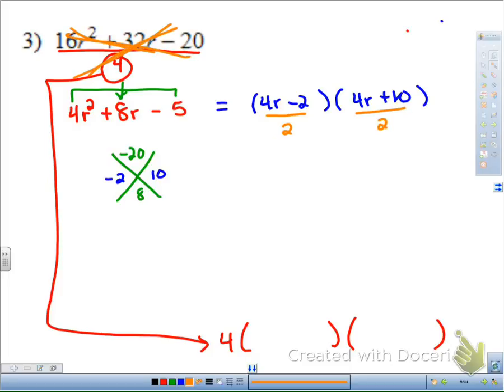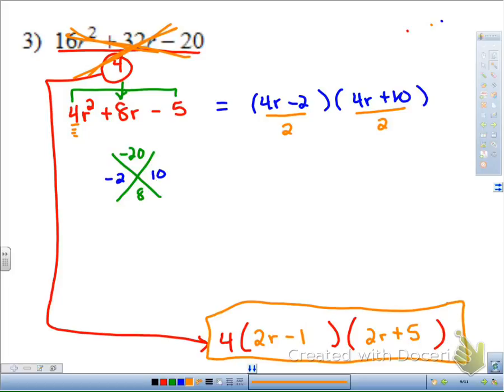Remember, that's out of the picture. Okay, 2 times 2 is 4. It does match up with that a value. Okay, I just need to write my answer now. So let's see, that would be 2r minus 1 and 2r plus 5. And this would be the factored form for that particular quadratic.